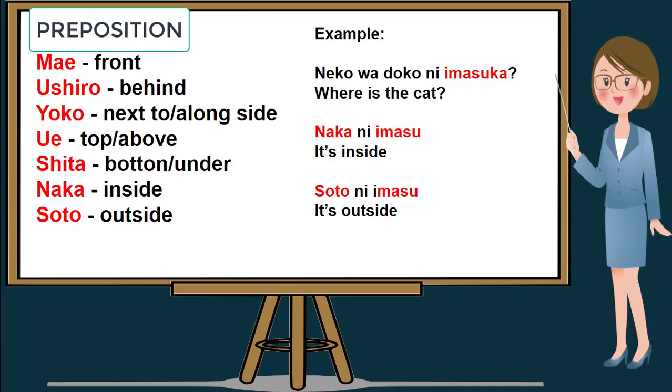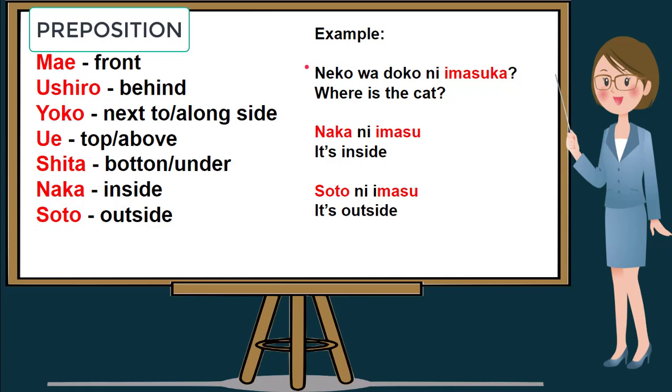Let's try to read this once again. We will be using this in creating a sentence, or constructing a sentence. Please repeat after me. Mae, ushiro, yoko, ue, shita, naka, and soto.